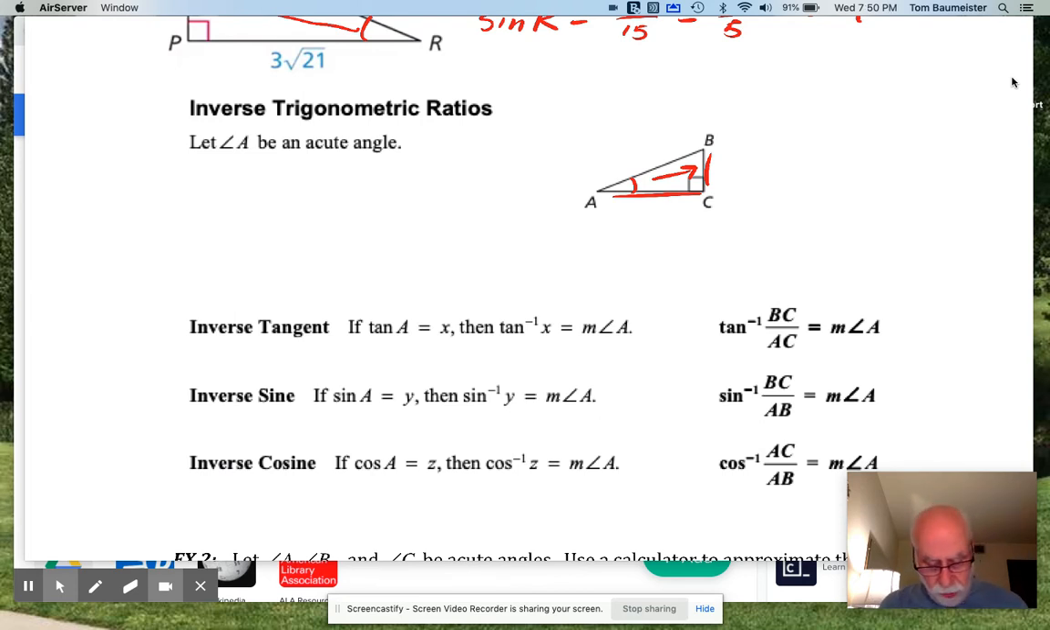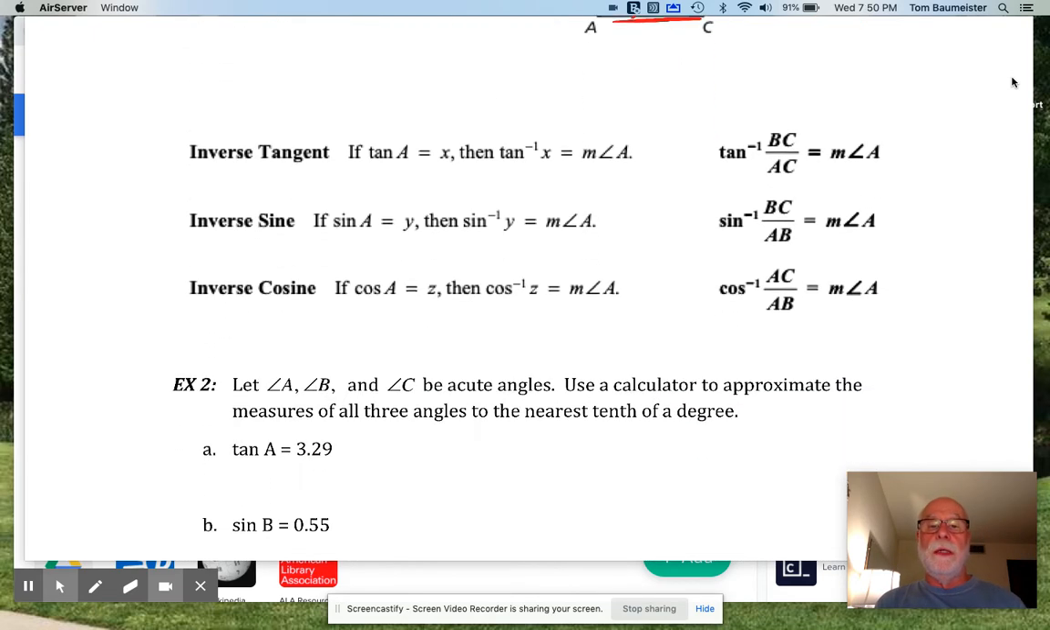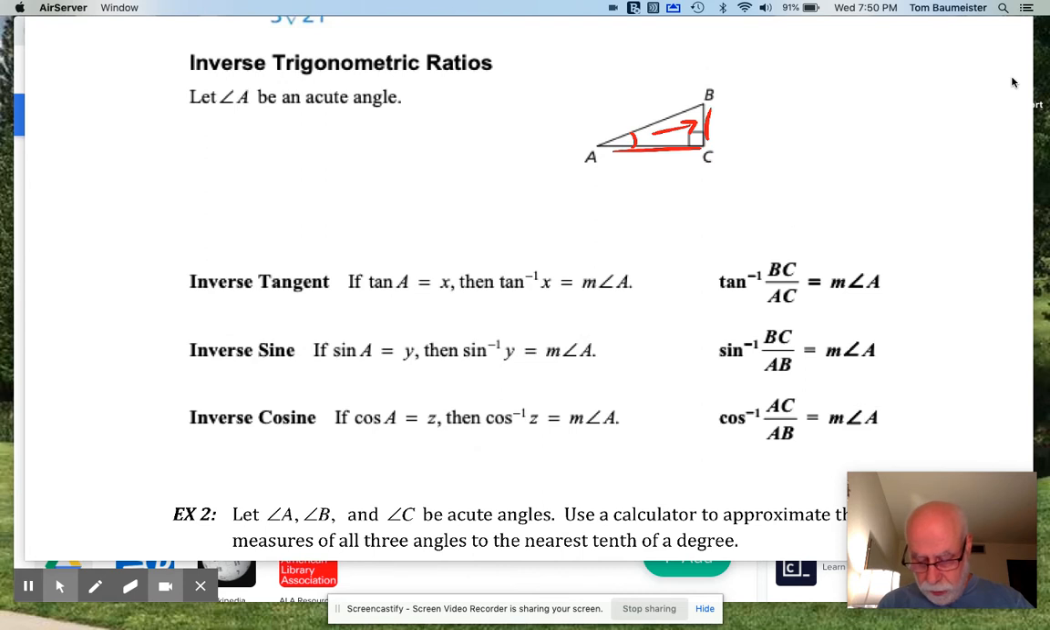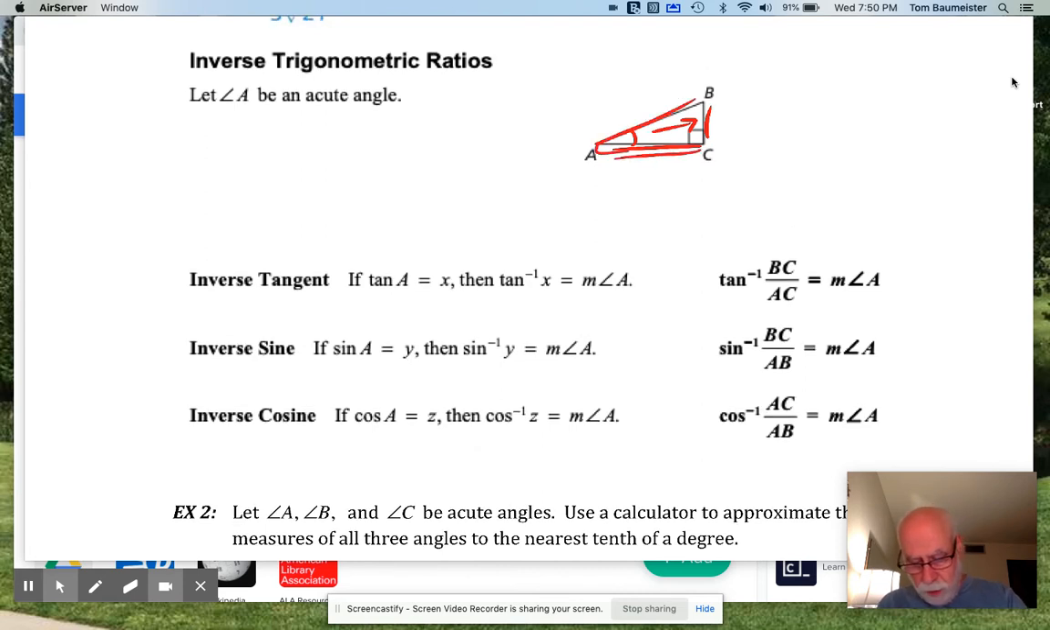Same with inverse sine. If sine of A is equal to y, then sine to the -1, or the inverse sine of y, is equal to the measure of angle A, and same with the inverse of cosine. If cosine of A is equal to z, then cosine to the -1 of z is equal to the measure of angle A, which again would be AC, our adjacent, over our hypotenuse. So they're just telling you all of that.